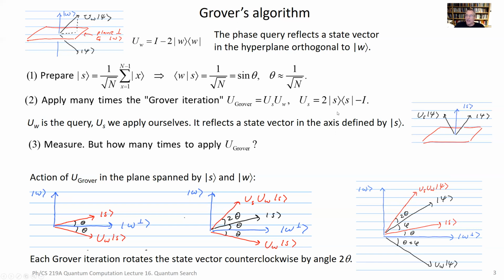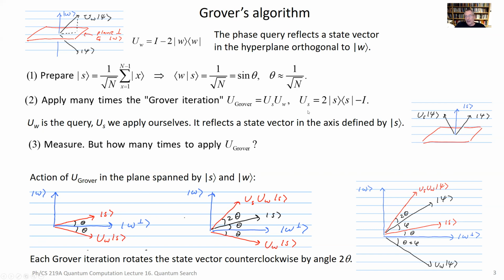So what that does is, for the state S, some vector in the Hilbert space, namely this one, it just leaves the state alone. But for everything orthogonal to S, it flips its phase. So if you want to think about it geometrically, it reflects a vector in the axis defined by S. It doesn't change the component along S, and it flips all the other components.